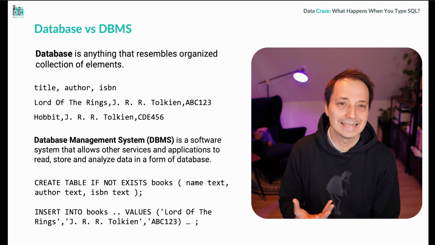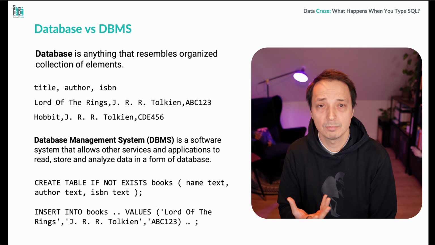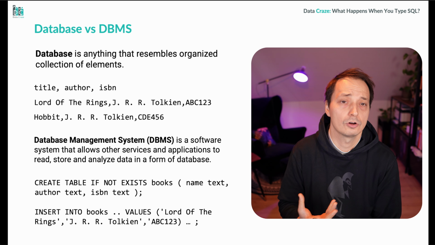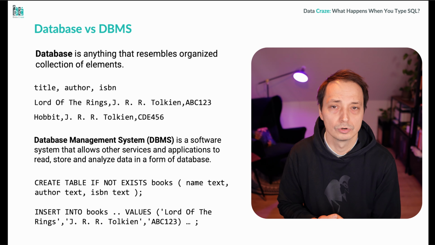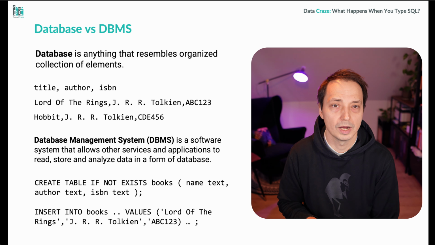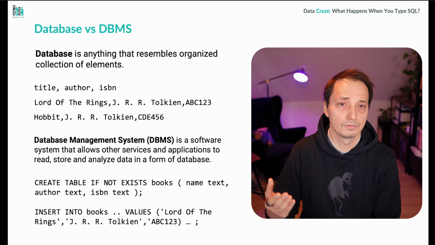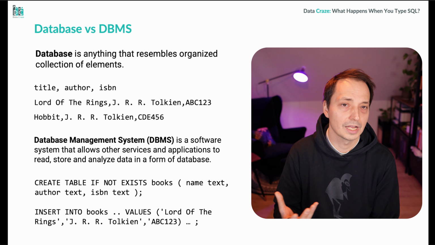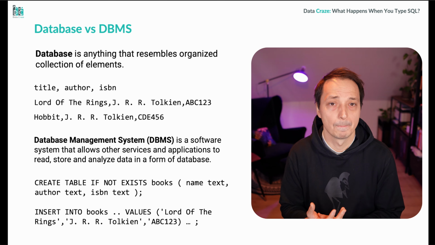What exactly is a database? Basically, a database can be anything that resembles in any sort of way a collection of organized elements. It can be your daily notes inside your notebook. It can be your shopping list with the elements and items that you want to buy. It can be a list of books in a CSV format, right? With all of the details like the author, the title, the ISBN. So this is basically a database.